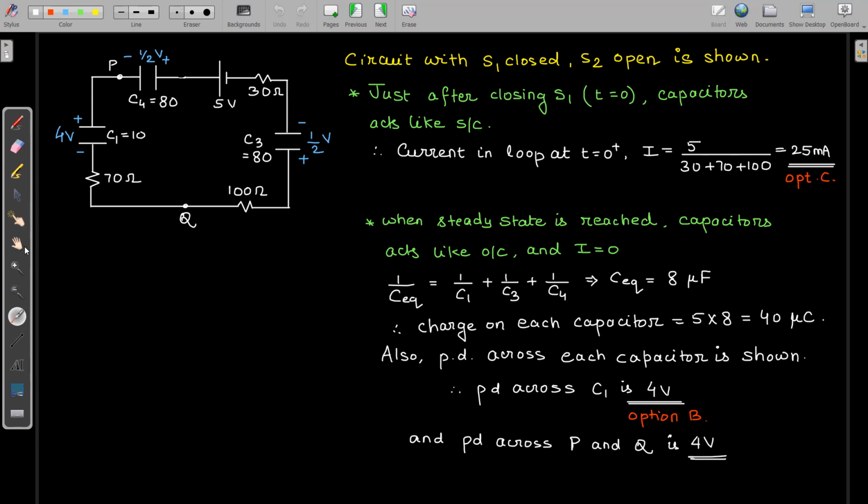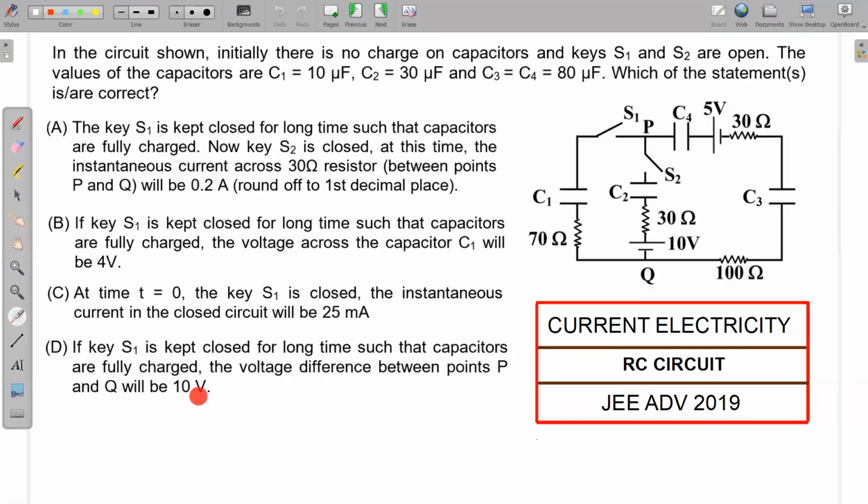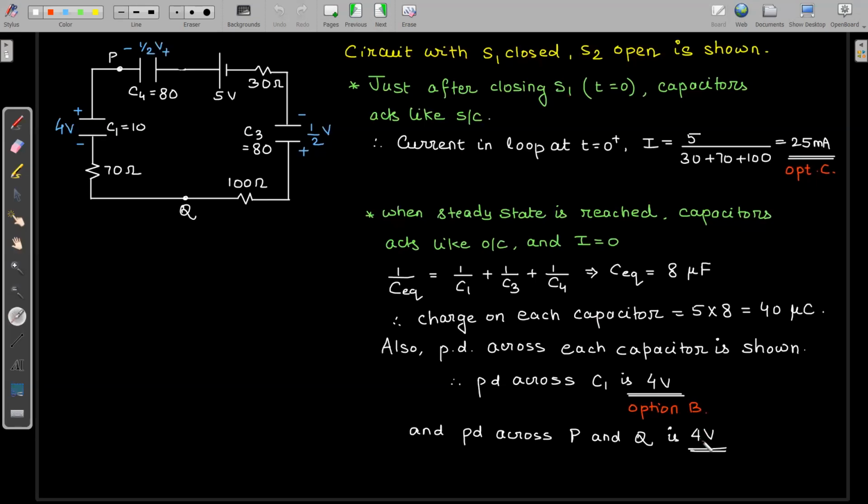So this was the part B, C, and D option which was given to us. For option B, it was asked what is the potential difference across C1 capacitance at steady state, that is 4 volt. In option C, it was asked that just after closing the switch S1, what will be the current in the loop, that will be 25 milliampere. And in option D, it was asked what is the potential difference across points P and Q at steady state. In the option it was given to be 10 volt, but the correct answer will be 4 volt. So option D is not correct.